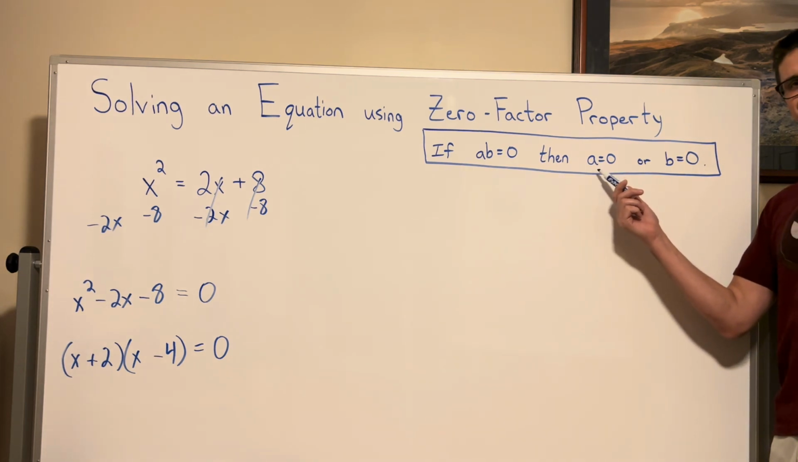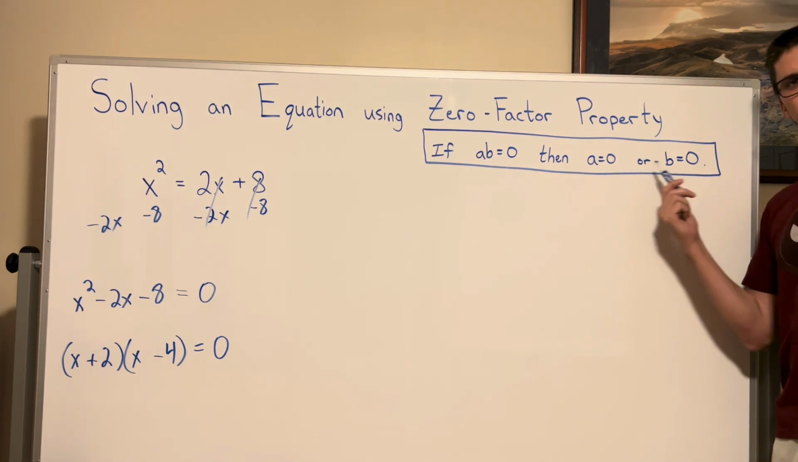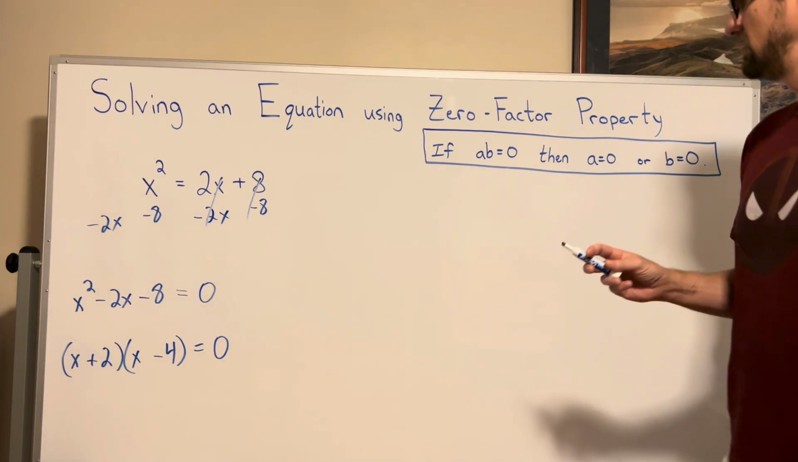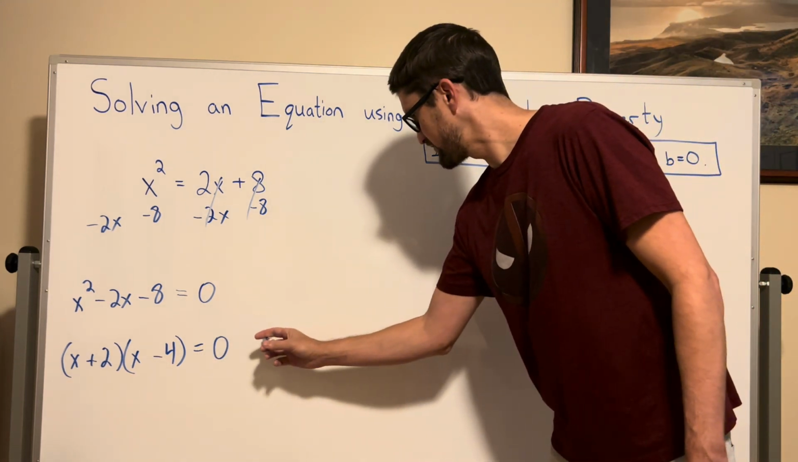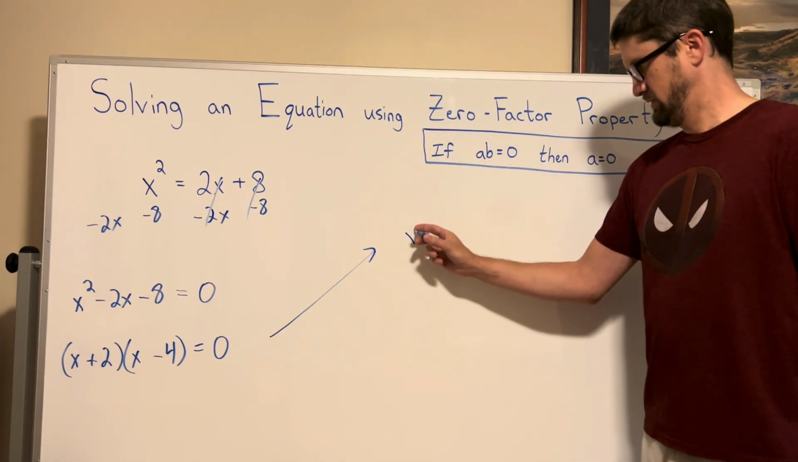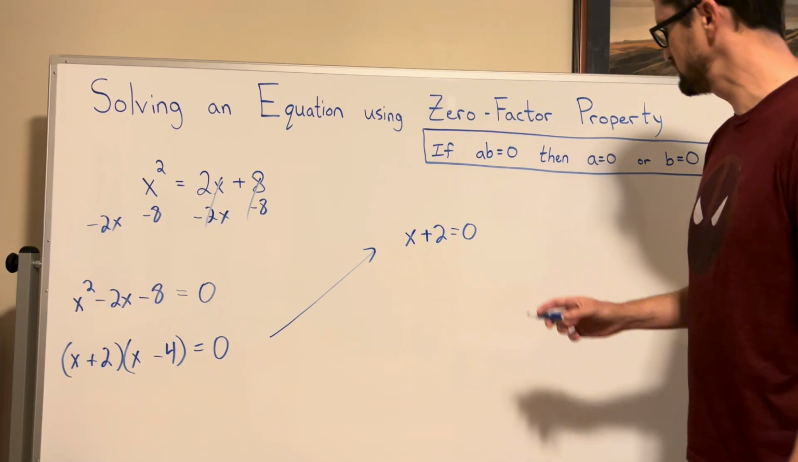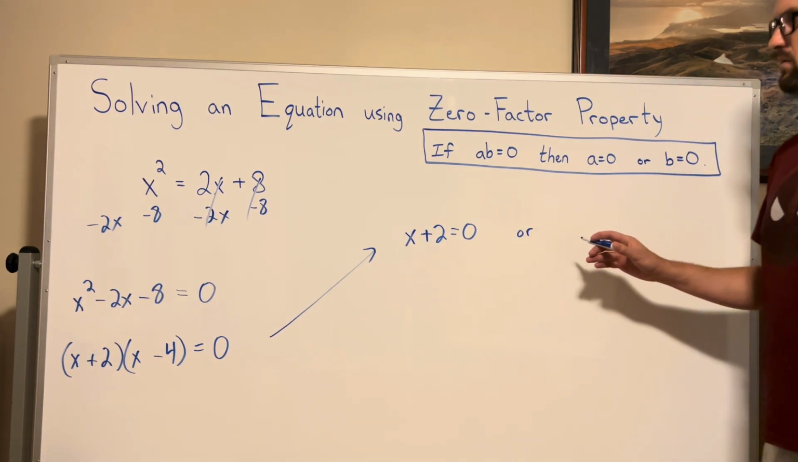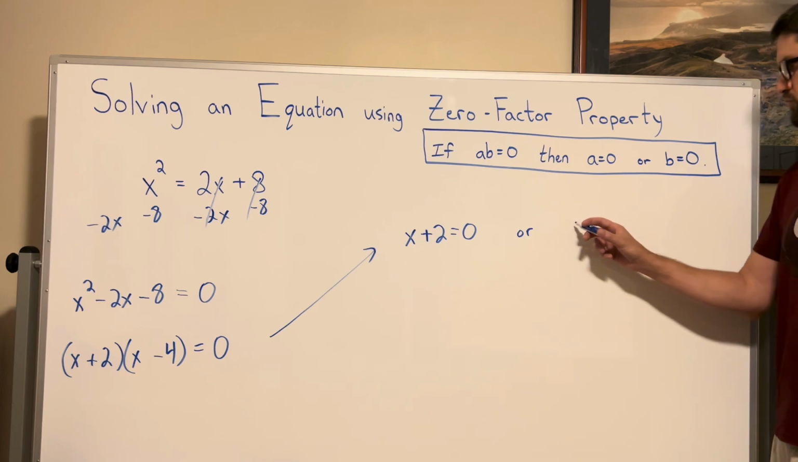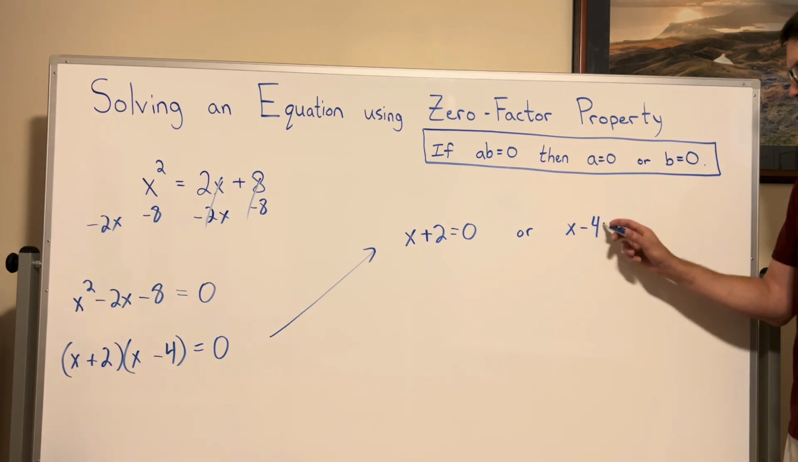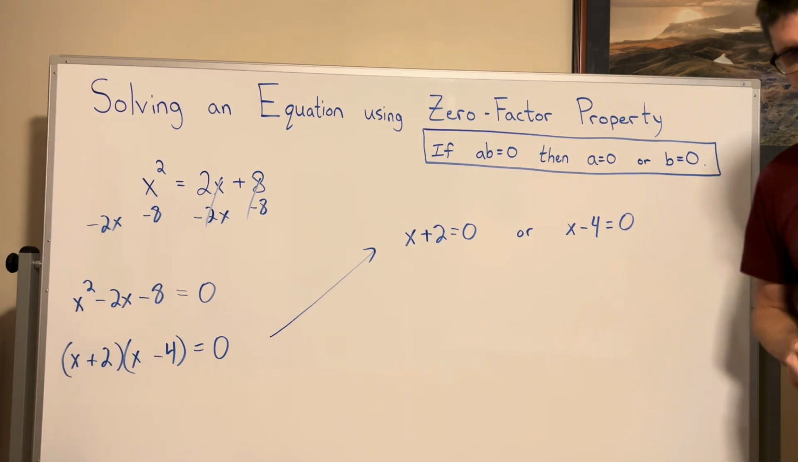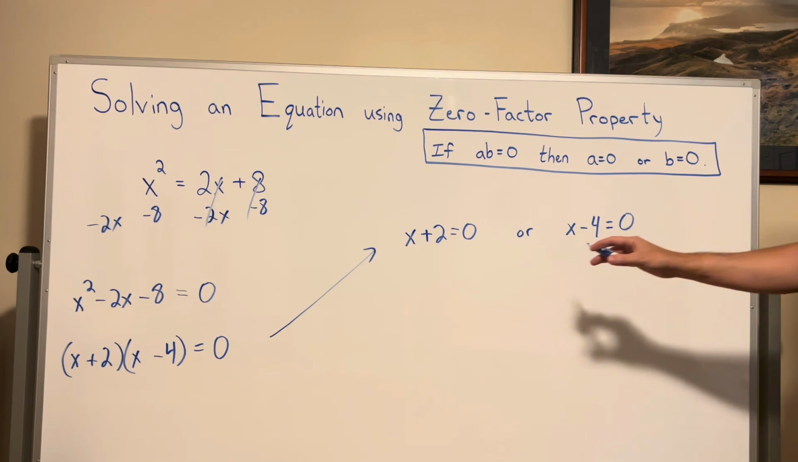The next thing you want to do is set each factor to 0. So I'm going to take each factor here, x + 2, I'm going to set that equal to 0, or x - 4 could be 0.